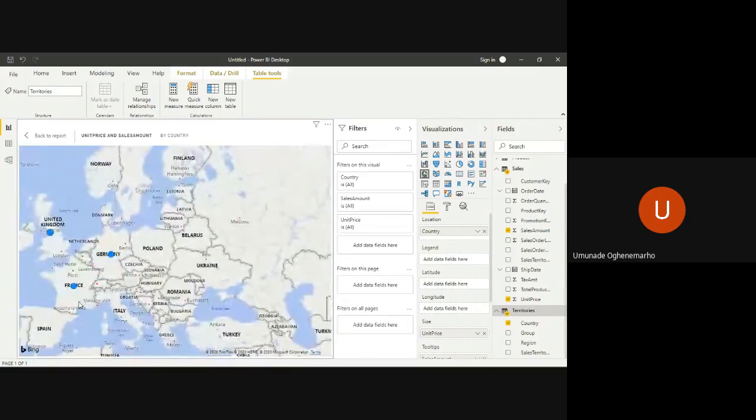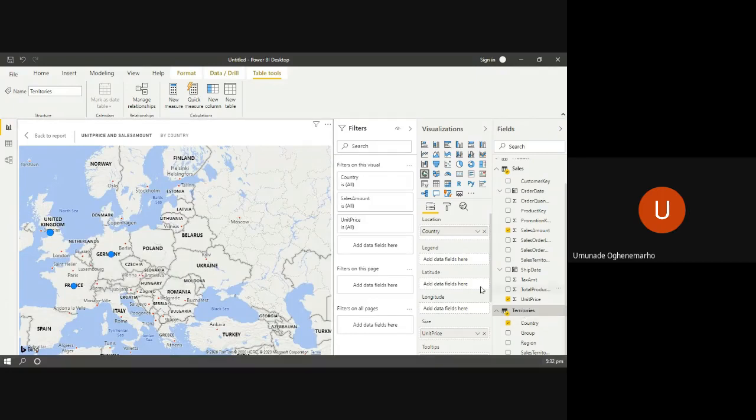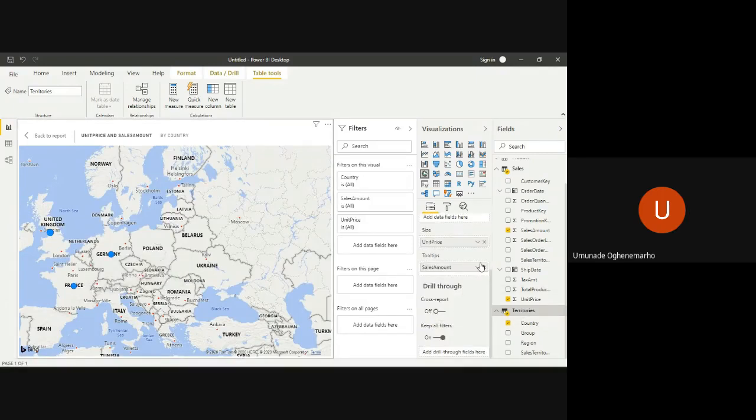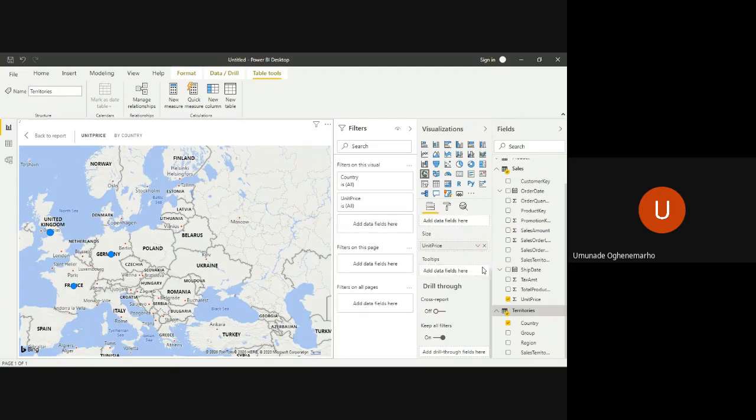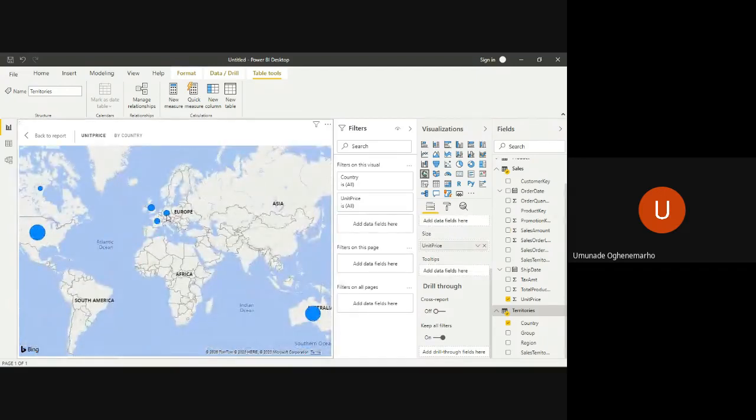Okay, there we have it. And whenever you hover on the dots, it shows you the unit price and the sales amount, because we put the sales amount on the tooltip. I'll remove that from there. Just have that.